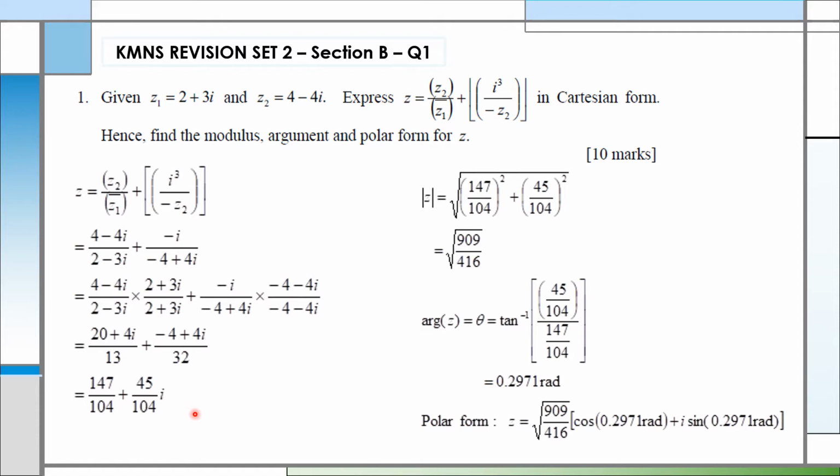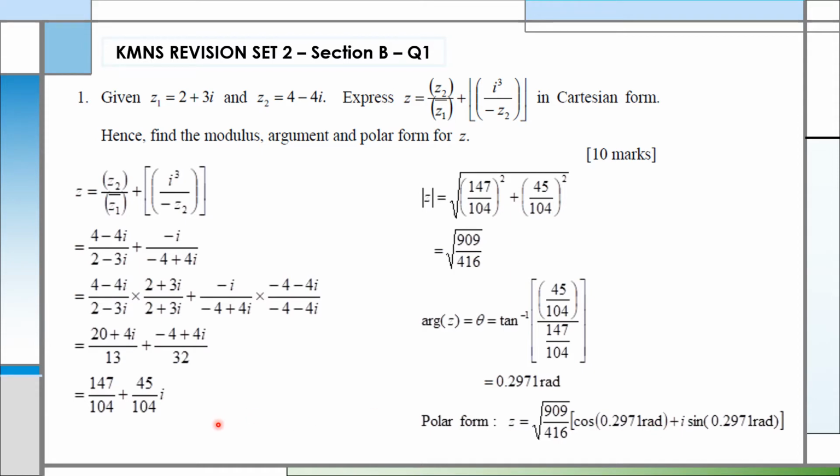Remember, if we want to find the polar form for Z, we have to find its modulus and also its argument. Since Z lies in the 1st quadrant, I'm using the argument formula for the 1st quadrant. And this is the answer for the argument, 0.2971 radian. Remember, the unit must always be in radian for argument. And we may write it back in polar form, which is r cos theta plus i sin theta.